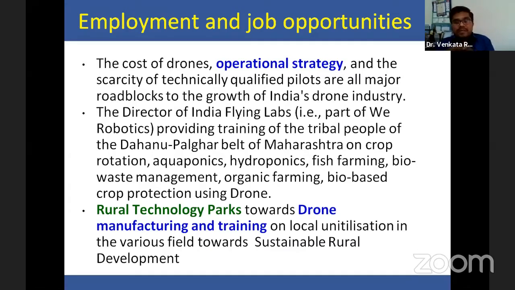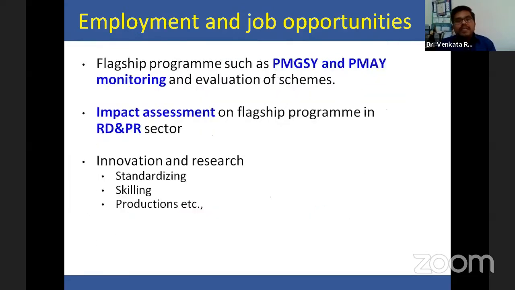And rural technology parks, where we used to establish. Drone technology should also take place in this kind of rural technology park, starting from manufacturing to implementation and deliverable concerns. So training and all, we can take care of all these things. And the flagship programs of PMGSY, PMKSY and all monitoring and evaluation schemes should become very easy, and the impact assessment can also be studied. If youth and farmers adopt this technology with low cost, it will be easy.